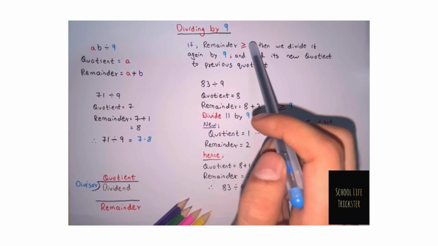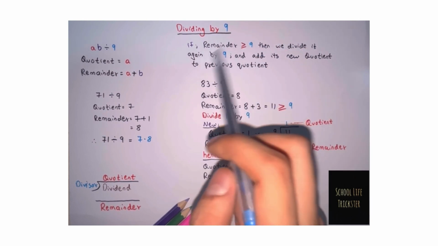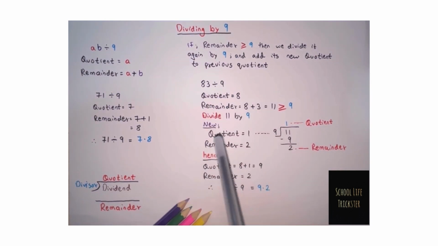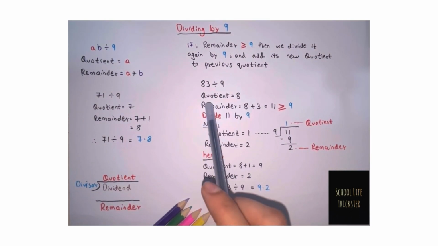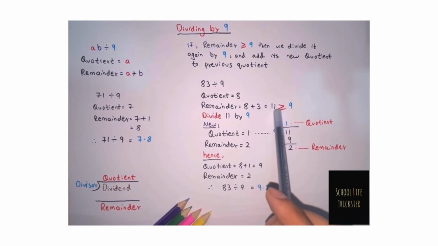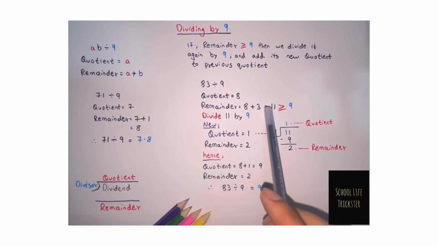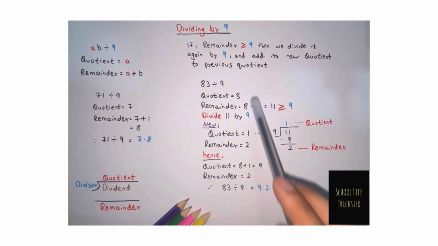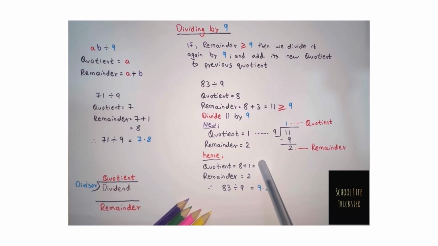If the remainder is greater than or equal to 9, then we divide it again by 9 and add its new quotient to the previous quotient. Now see by example, 83 divided by 9. The quotient is 8, that is A, and the remainder is 8 plus 3 is 11. Now this is greater than 9, so we divide 11 by 9 again. Now the new quotient is 1 and the remainder is 2. So now we add both quotients. The quotient is 8 plus 1, that is 9, and the remainder is 2. So the answer is 9.2.